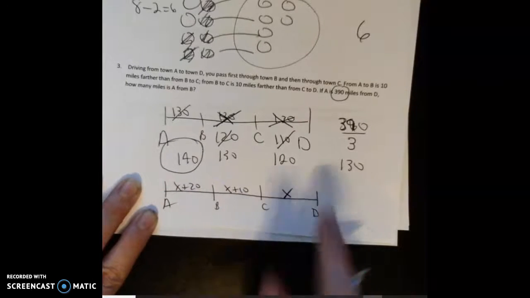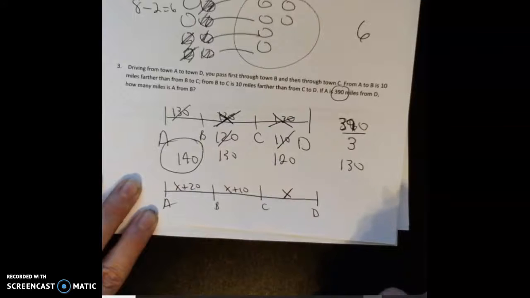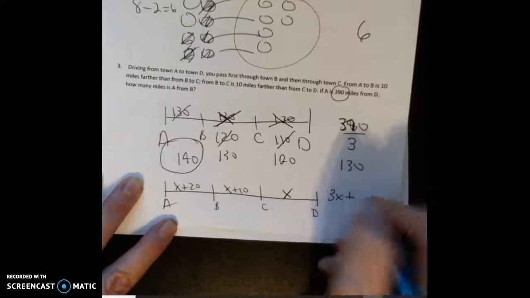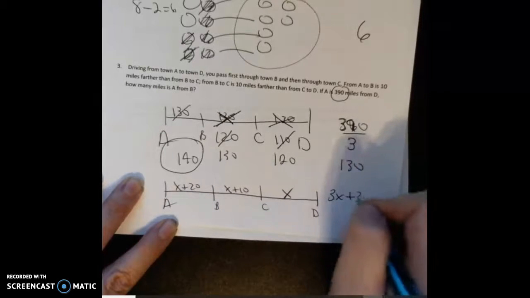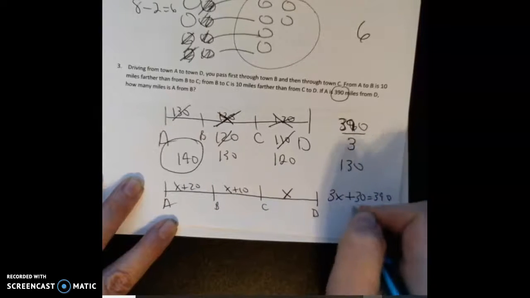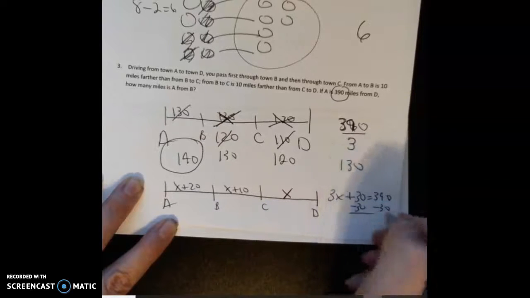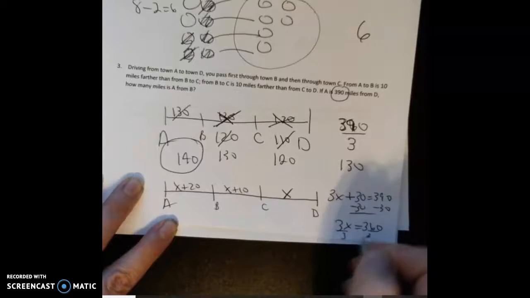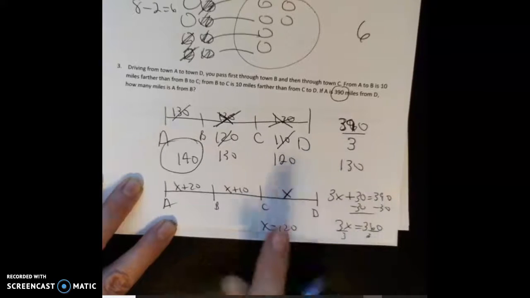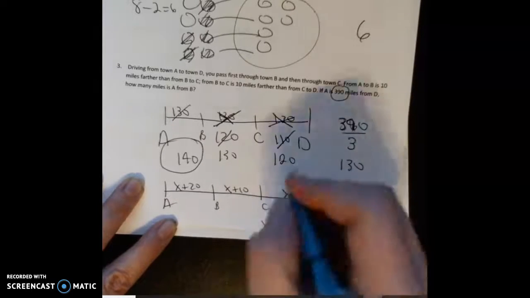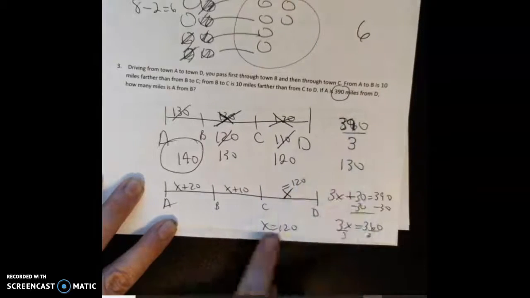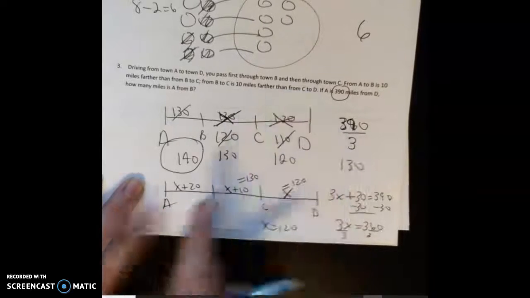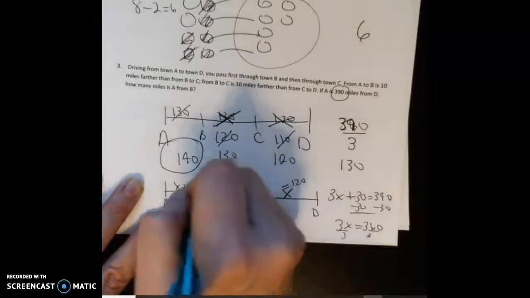And then you know all of those add up to 390. So you have X, X, and X, so you have 3X plus 20 and 10 make 30 equals 390. Subtract the 30. So you get 3X equals 360. Divide by 3, X is 120. Now, 120 is the distance between C and D, so you sub it back in. Sub it into B to C, 120 plus 10 is 130. And A to B, you would add 20 to that, which is 140.